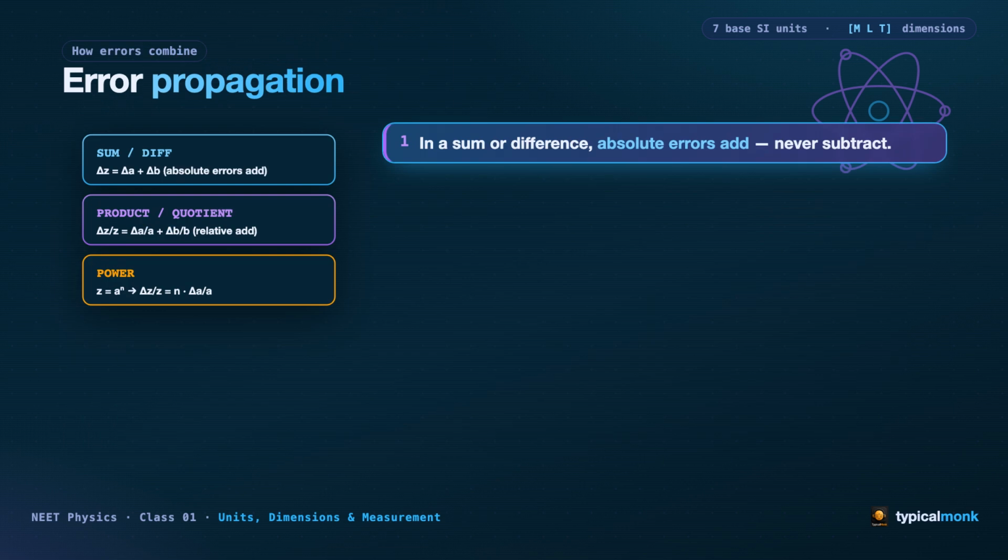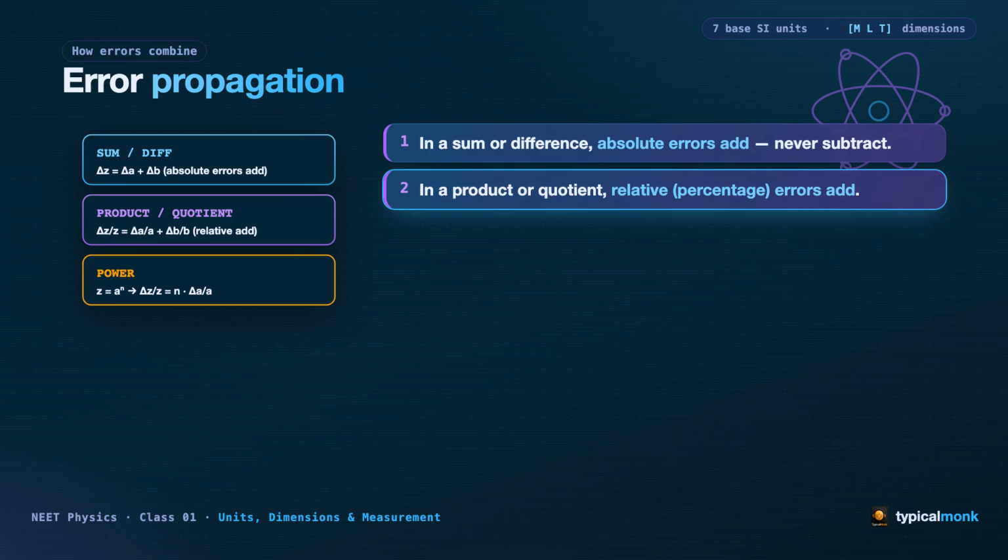Let us make those combination rules permanent, because NEET tests them again and again. First, for a sum or a difference, the absolute errors add. Notice this carefully. Even when you subtract 2 quantities, the errors still add, never subtract. Uncertainty can only grow. Second, for a product or a quotient, the relative errors add, which is the same as saying the percentage errors add. This is the rule we just used for density.